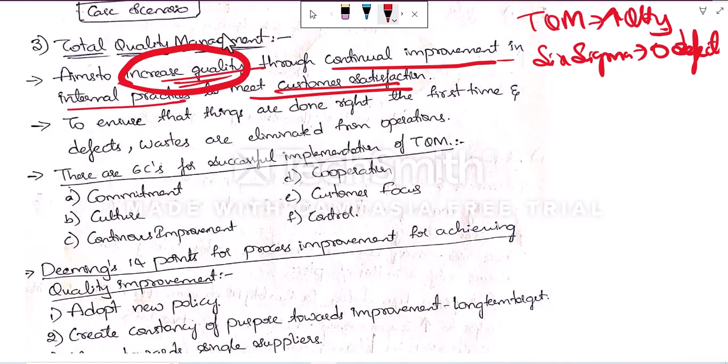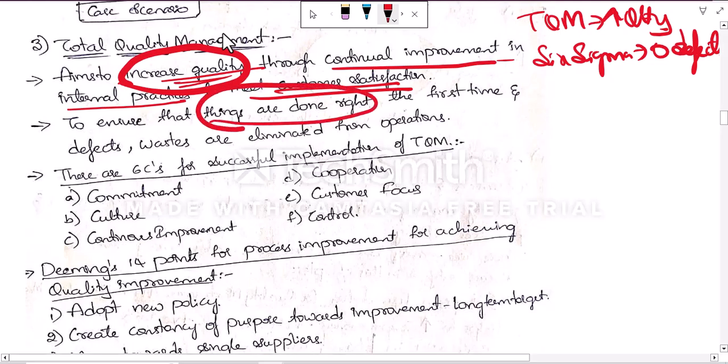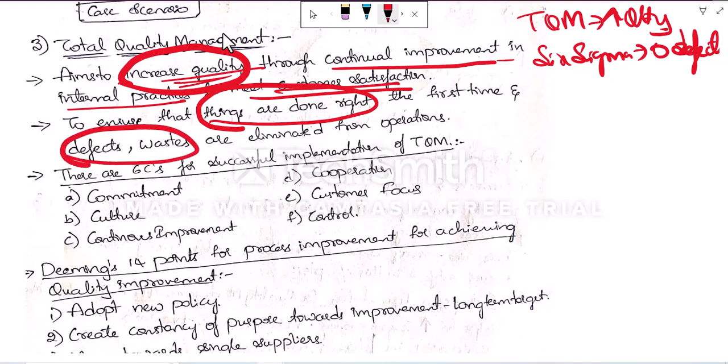So TQM is to ensure that things are done right the first time, because you don't want to rework it again. We don't want defects from that. We don't want waste from that. We don't want scrap from that. So in order to eliminate all this and get the best product the first time when we do the work, we adopt total quality management.